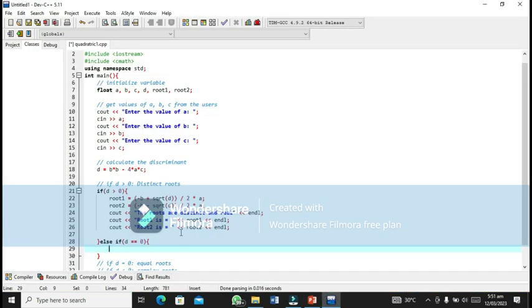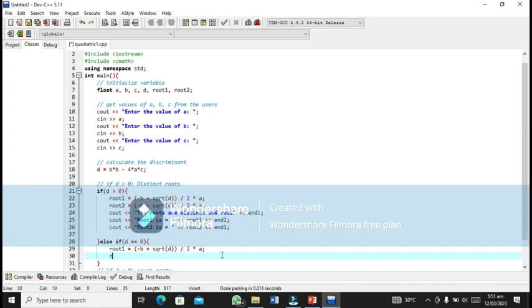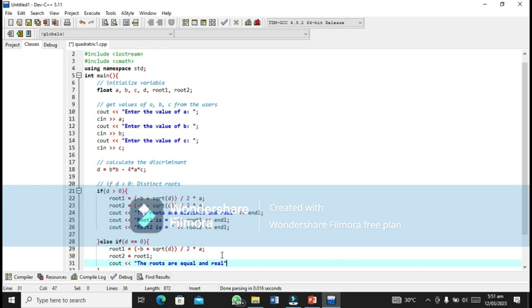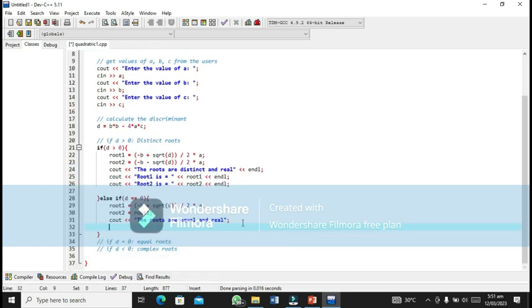Since they are equal, we can choose to just use root 1 equal to, and copy this, Ctrl C and Ctrl V. So there's not much difference from distinct. The difference is that root 2 is now equal to what? Root 1, they're having the same value. So you can cout also, the roots are equal, and now we close this, then you move down.